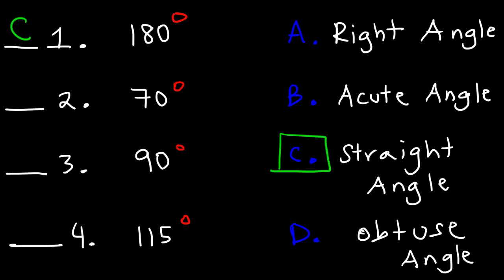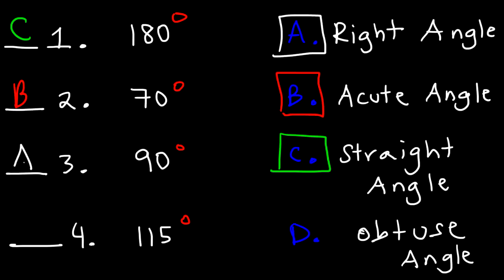Number two, an angle of 70 degrees corresponds to which answer? Number two represents answer choice B. An acute angle is any angle that is less than 90. So if it's 50, 70, 45, those are all less than 90. So number two represents an acute angle. Number three is exactly 90, which is a right angle. So number three is answer choice A.